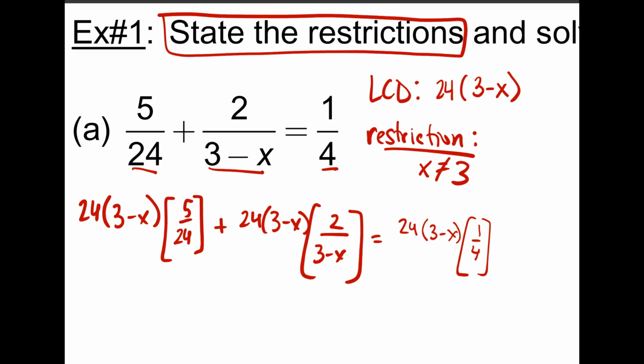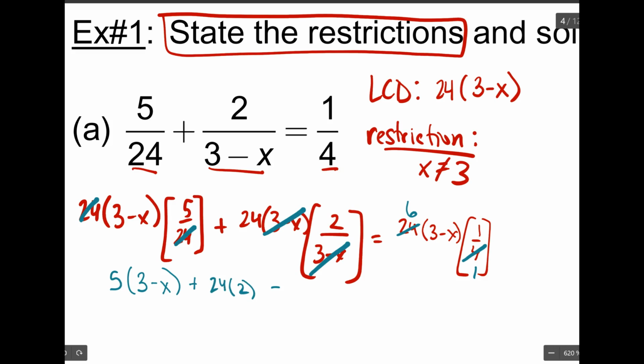Okay, so I multiplied every single term by the least common denominator. What's the next step down? What does it say? Eliminate common factors. All right, so check it out. This 24 and the 24 on bottom cancel each other out. This 3 minus x and the 3 minus x on bottom cancel each other out. What am I going to do with this right side? I have a 4 on bottom. Make it a 1. Make the 24 be a 6. Okay, so now I'm going to rewrite this because it looks pretty messy. So I have 5 times 3 minus x plus 24 times 2 equals 6 times 3 minus x.